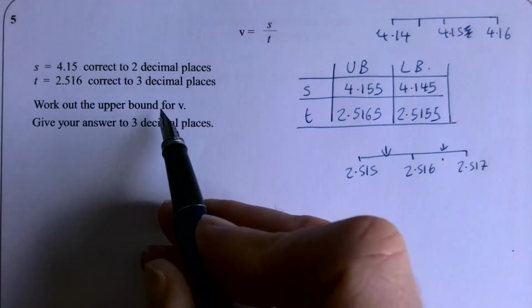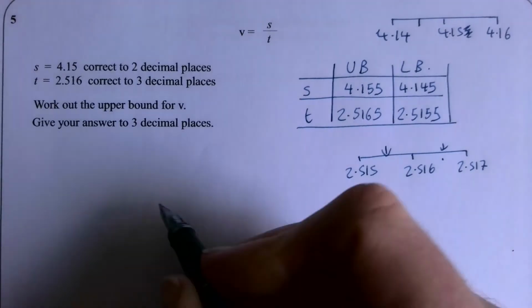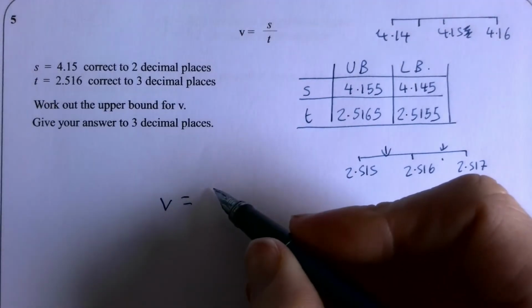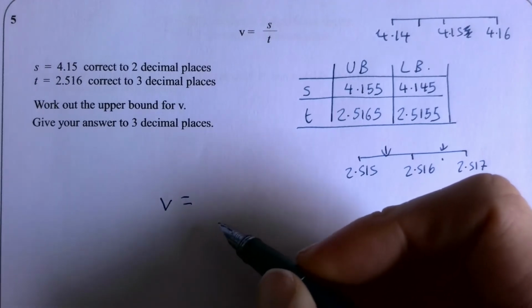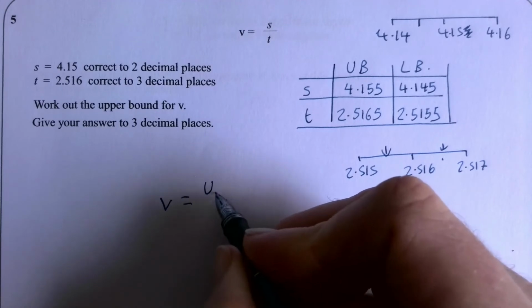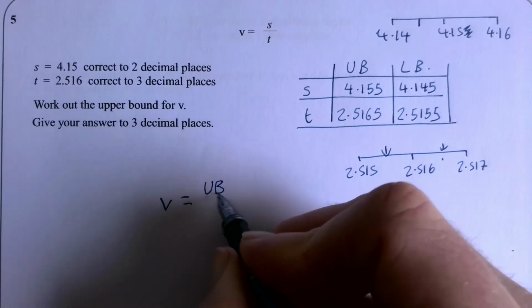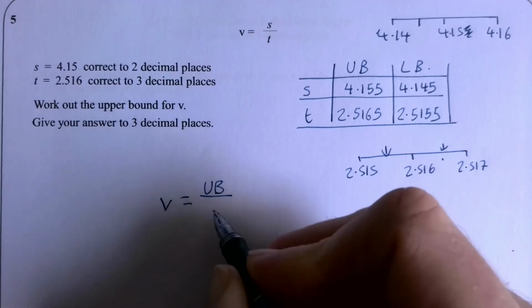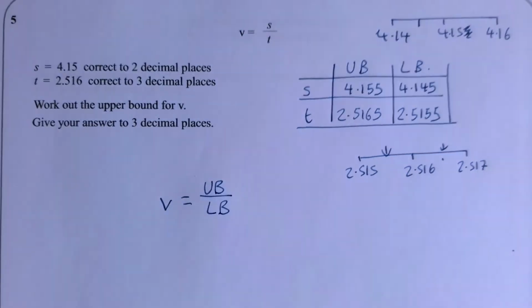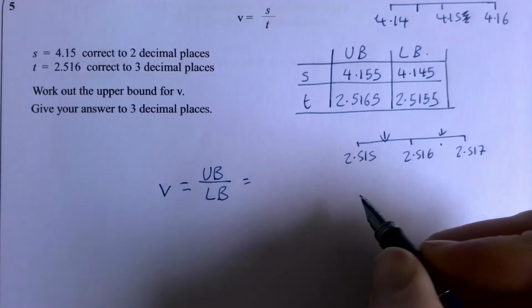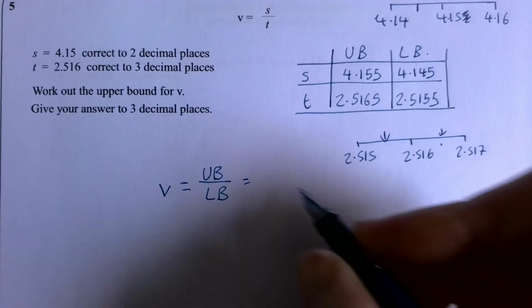And we want the upper bound for what V would be. Well, if you do a calculation and divide one number by another, if you're going to get the biggest number possible, you want to divide the upper bound, the biggest number that you have, by the smallest one that you could have. So we're going to have the upper bound for S divided by the lower bound for T. This would, by the way, be definitely in a calculator paper.